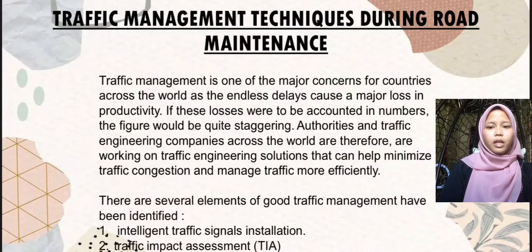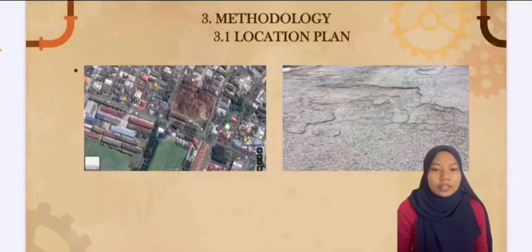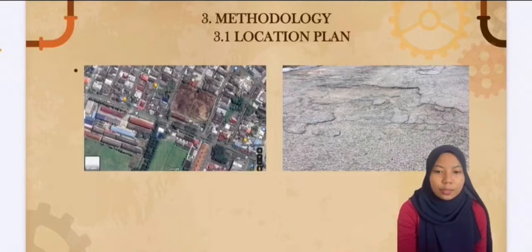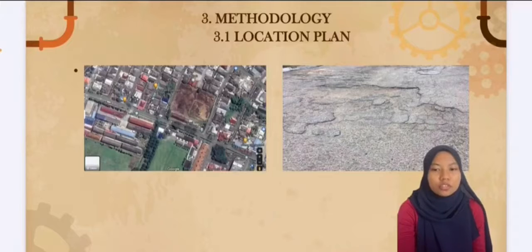There are several elements of good traffic management that have been identified. First is intelligent traffic signal installation, and the second one is traffic impact assessment. I will continue this presentation with the methodology. First of all, we have to know the location plan. As you can see, we chose the place nearby my house, which is area Sungai Pelit, and this is the cracking surface of the road.